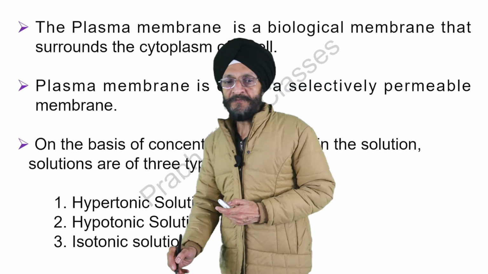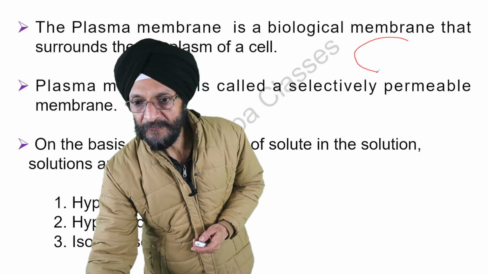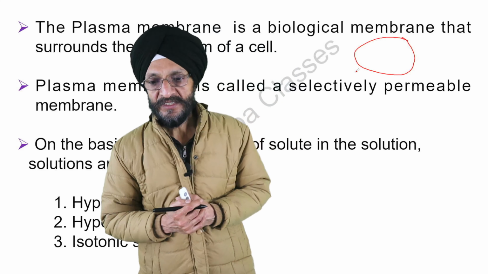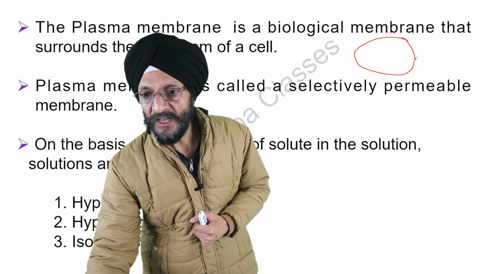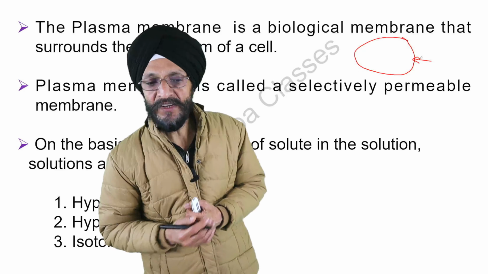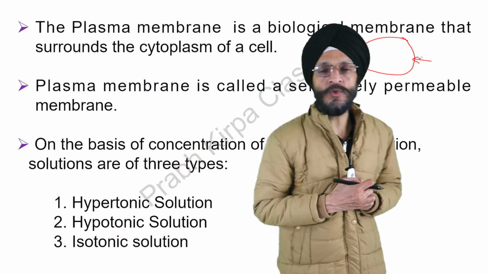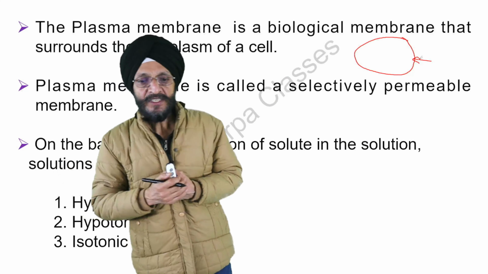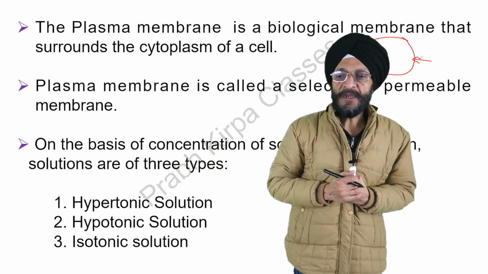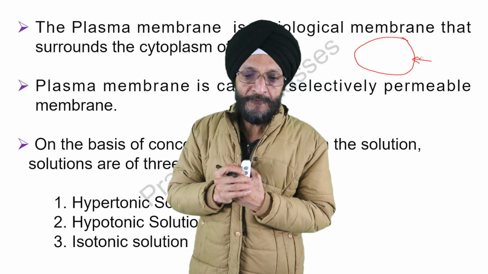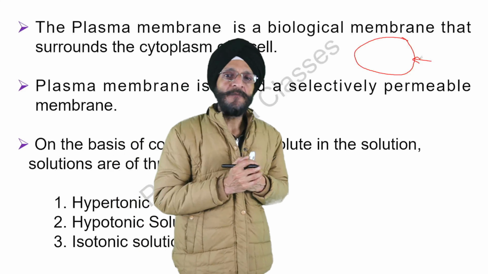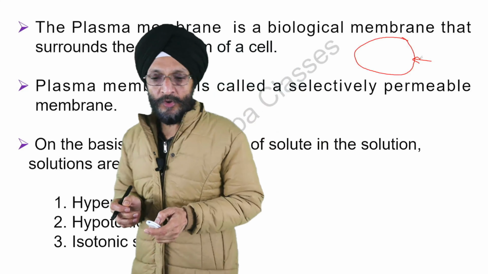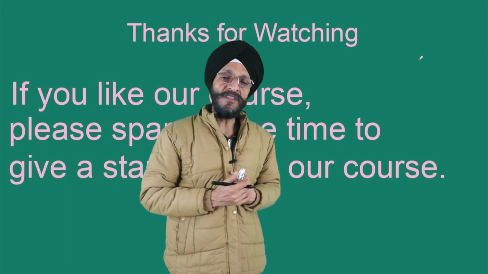The plasma membrane is a biological membrane which surrounds the cytoplasm of a cell. Plasma membrane is also known as selectively permeable membrane because it allows only a selective material to go in and out of the cell. Next, on the basis of the concentration of solute in the cell, solutions are of three types: hypertonic solution, hypotonic solution, and isotonic solution.